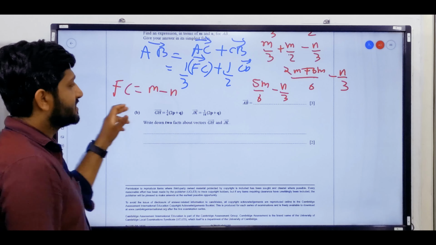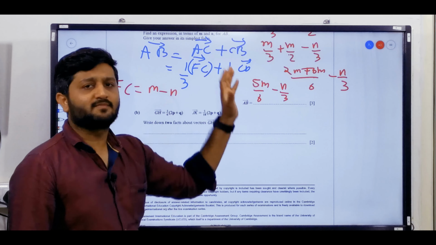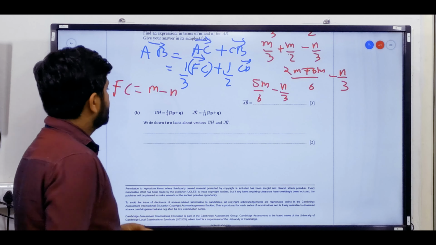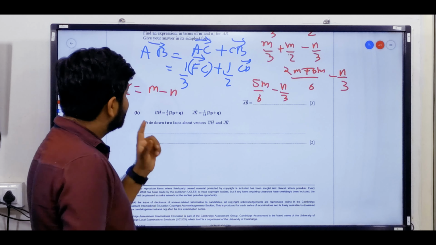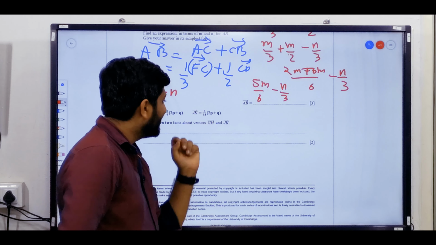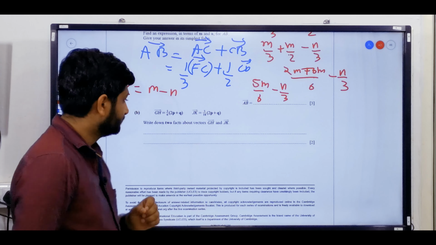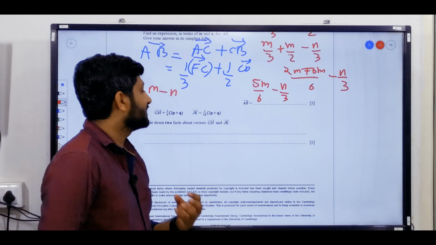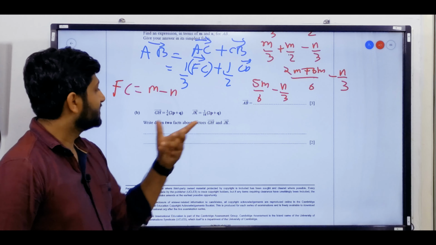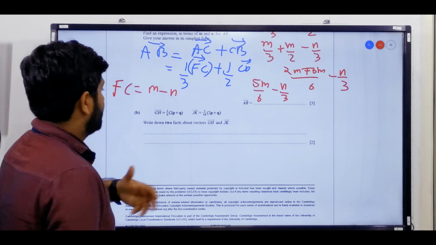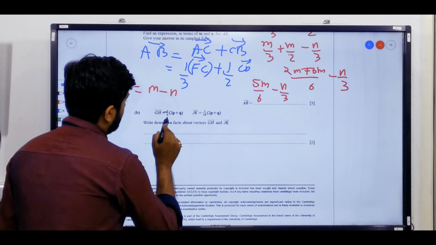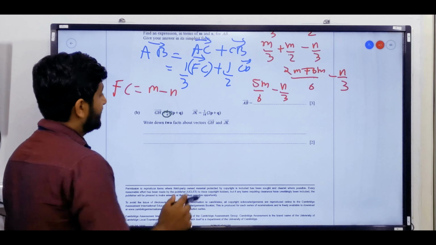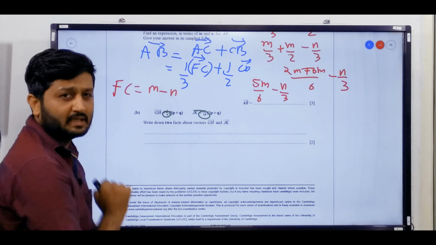Now GH. This is something very different from this question. GH is equal to 5 by 6 times of 2p plus q. JK is 5 by 18 times of 2p plus q. Write down 2 facts about the vector GH and JK. I am feeling a relation between them. See the denominators. Here the denominator is 6. Here the denominator is 18.